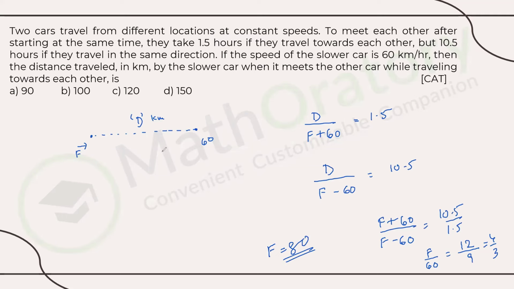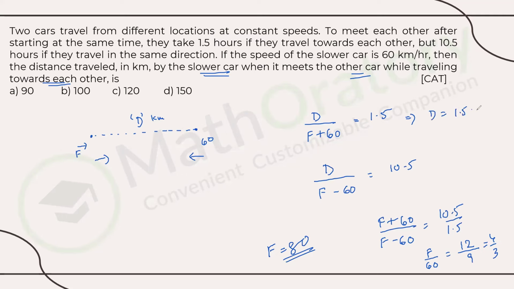That is what we are looking for, because the question is asking for the distance traveled in kilometers by the slower car when it meets the other car while traveling towards each other. So two things we have to determine. One, we already determined: the speed ratio of the faster car and the slower car, without even calculating f. But the other thing we have to determine is the total distance between them, which can be found from the scenario when they're traveling in the same direction. We have the value of f, so just put the value of f.